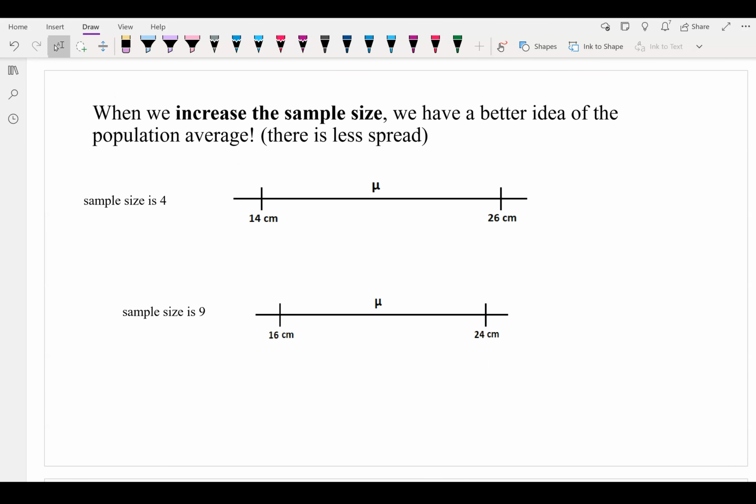So, as a summary here, when we increase the sample size, we have a better idea of the population average. There's less spread. So we can be more and more certain of where those fish are, how long those fish are, and so on. In our original example, example 1, our sample size was 4, which means we had a bigger spread. If you don't know what that means, let me show you. When the sample size was 9, we had a smaller spread.